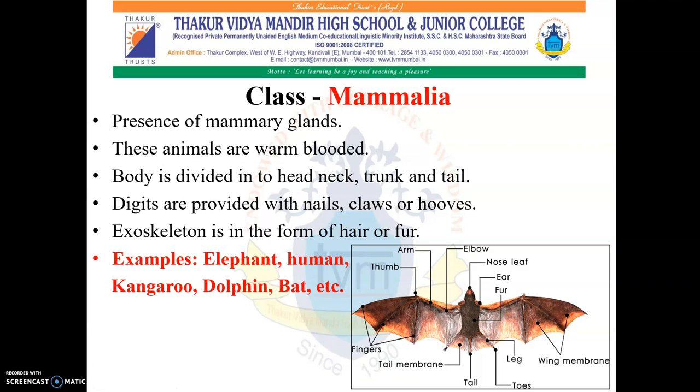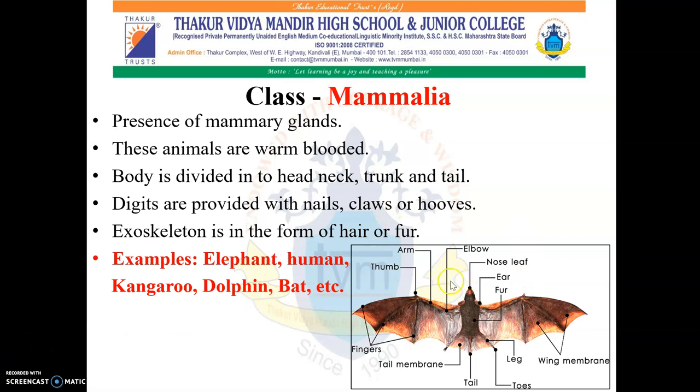And the last class is class Mammalia. Presence of mammary glands is the typical characteristic of this class Mammalia. These animals are warm-blooded animals. Their body is divided into head, neck, trunk and tail. Digits are provided with nails, claws or hooves. Exoskeleton is in the form of hair or fur. Examples are elephant, human, kangaroo, dolphin, bat, etc.